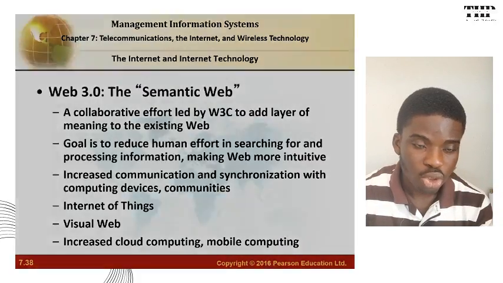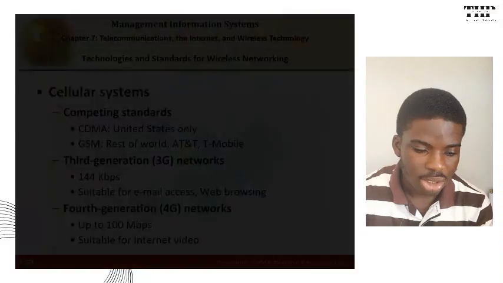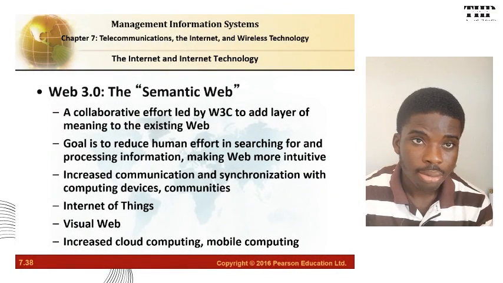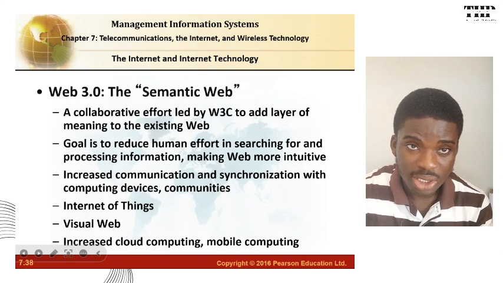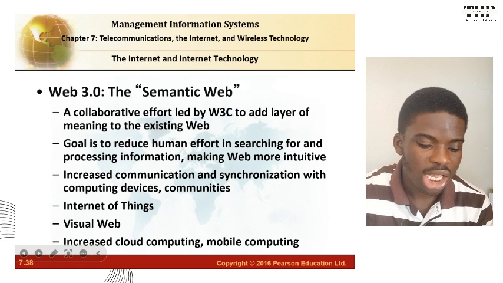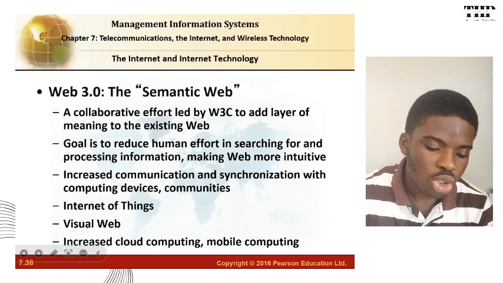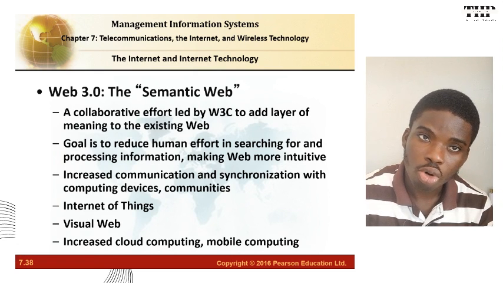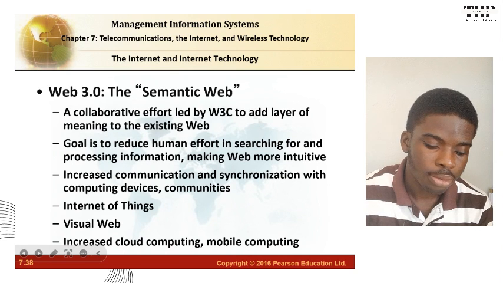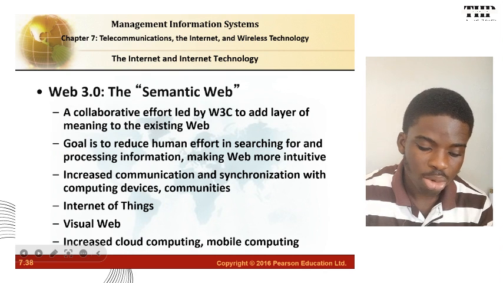And there's Web 3.0, called the semantic web. Here we have a collaborative effort led by the W3C to add a layer of meaning to the existing web. The goal is to reduce human effort in searching for and processing information, making the web more intuitive, and to increase communication and synchronization with computing devices and communities. It includes the Internet of Things, the visual web, and increased cloud computing and mobile computing.